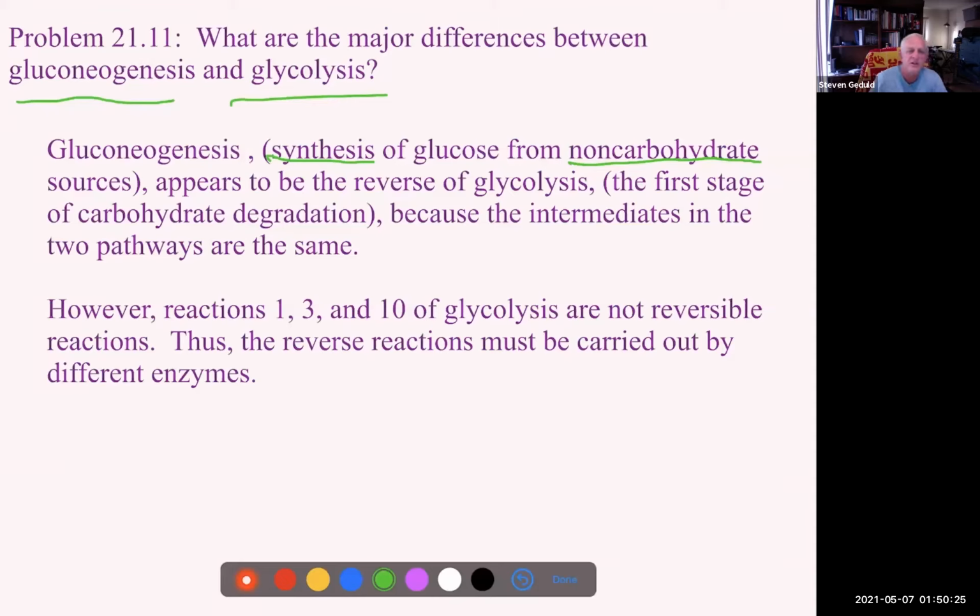That's because the intermediates in the two pathways are the same. They share glucose 6-phosphate and other intermediates. But reactions 1, 3, and 10 of glycolysis are irreversible. You can't go backwards, so the reverse reactions must be carried out by different enzymes. So we use 3 different enzymes to form glucose. You can't just back up glycolysis. That'd be too easy.